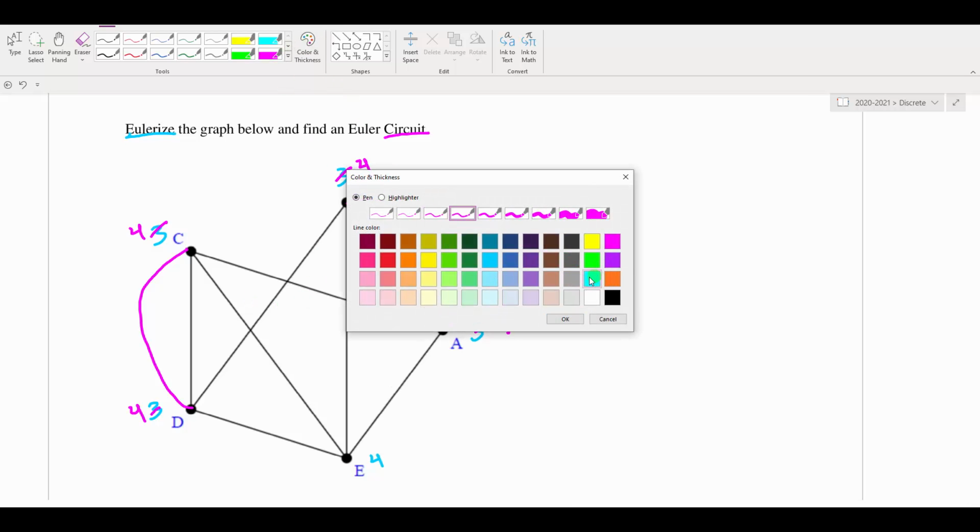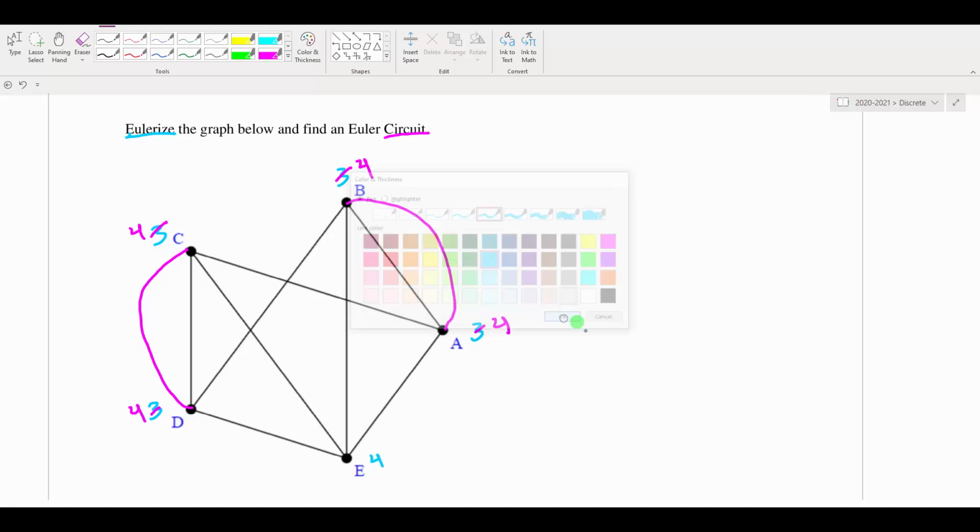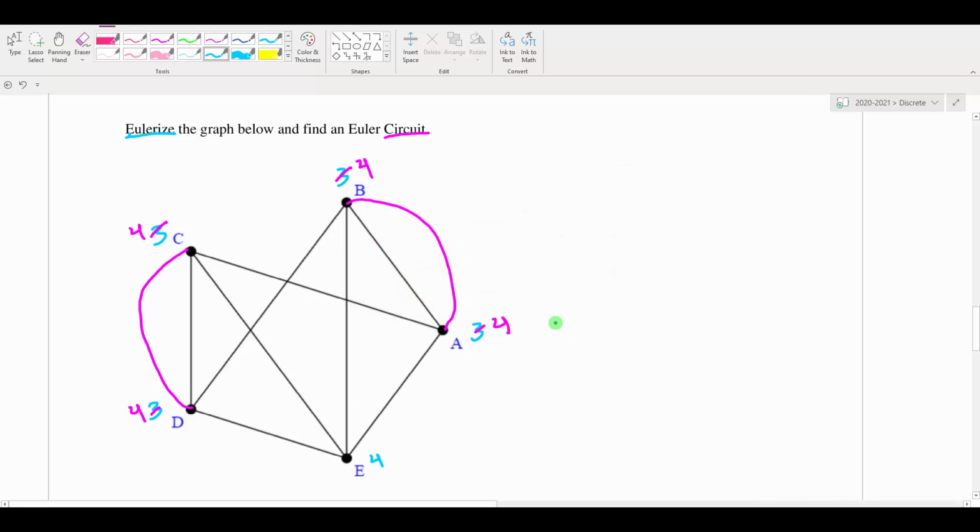All right, so I'm going to switch back to, I don't know, let's say this color. There we go. And let's start our circuit at A. Why not? First letter of the alphabet. There we go. So I'm at A, and I'm going to go down to E. So I'm going to delete this edge first, right? Just using Fleury's again to find that circuit.